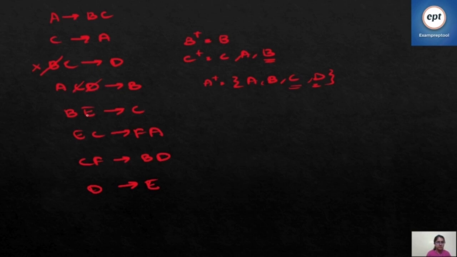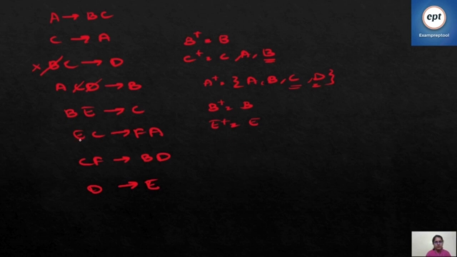Okay, so let's check for BE. If we take the attribute closure of B, we can derive only B. And if we take the attribute closure of E, we can derive only E. We cannot derive B with E. So they are not extra attributes, so we will keep them as they are. So it will be BE only.